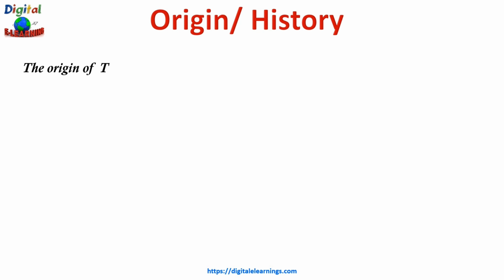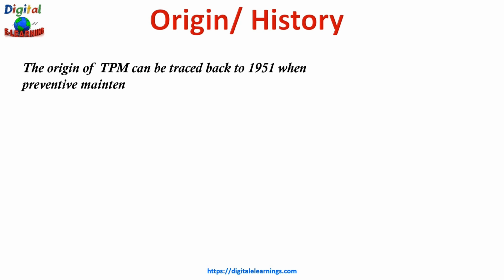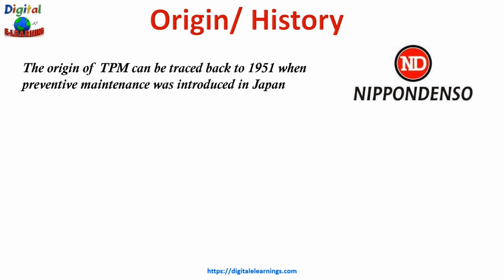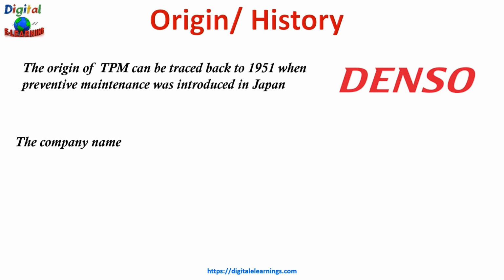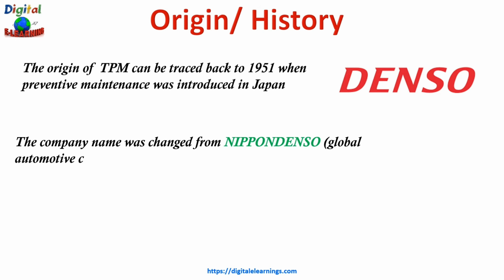Origin and history of TPM. The origin of TPM can be traced back to 1951, when preventive maintenance was first introduced in Japan. However, the concept of preventive maintenance was taken from the United States of America. The first use of TPM was in a Japanese automotive company named Nippon Denso, where the company's improvement theme was productive maintenance with total employee participation. The company name was later changed from Nippon Denso to Denso, removing the Nippon.